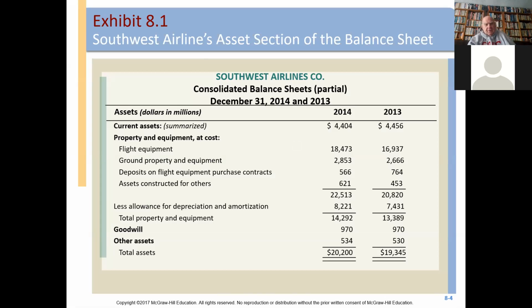Take a look at your balance sheet here. Here's the section on fixed assets. They're starting you off with the current asset total. And now this company, Southwest Airlines, has flight equipment. They have property and equipment on the ground. Those are the carts those guys are driving around, the baggage handlers. And they've got some deposits down on some purchase contracts. And they did some of their own construction. And the total asset balance for the equipment and everything is 22 million, less the allowance for depreciation and amortization.